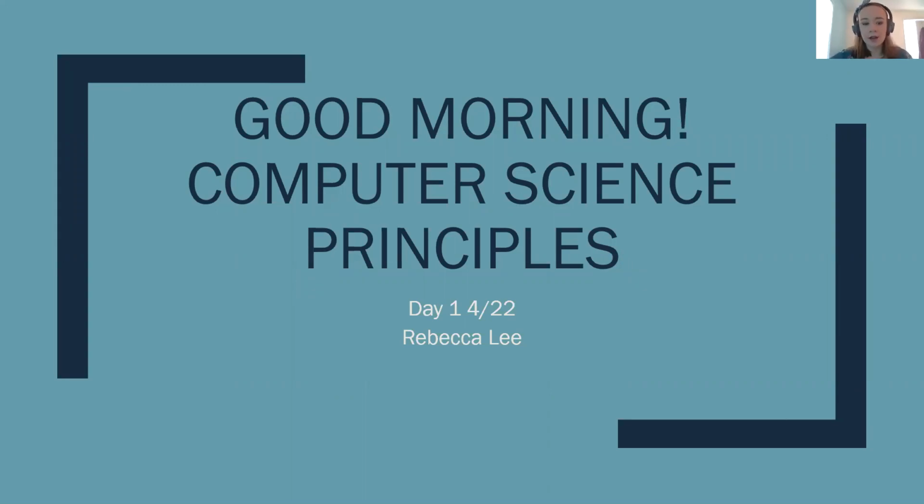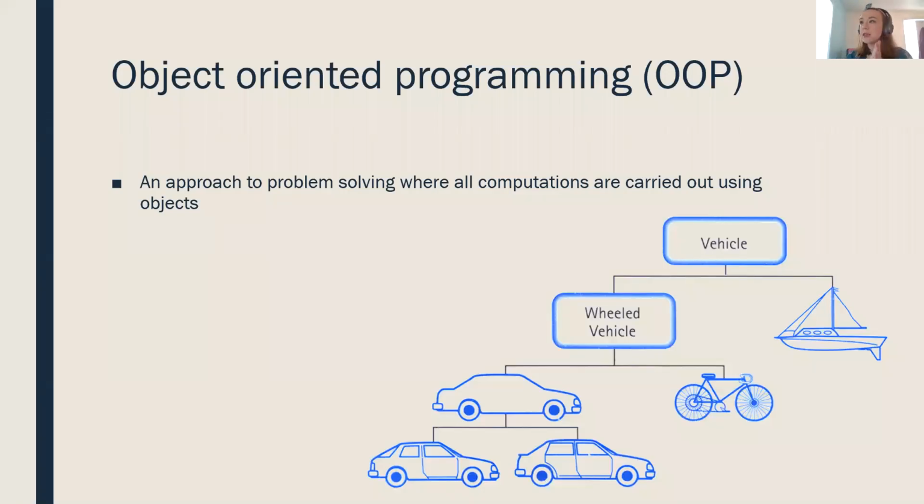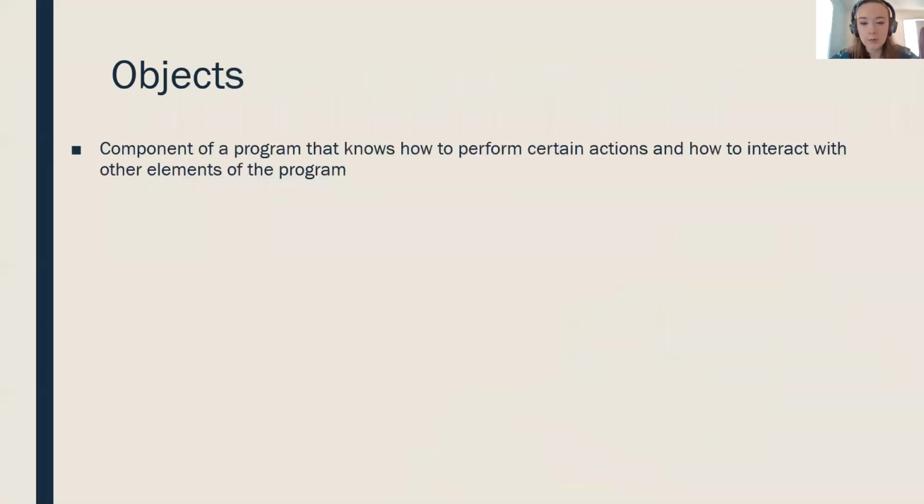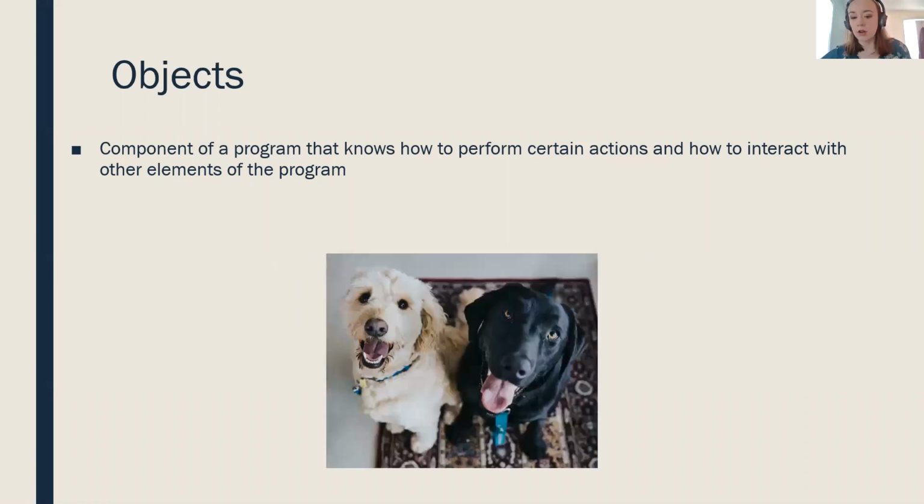So today we are going to talk about object-oriented programming, otherwise known as OOP. Object-oriented programming is an approach to problem solving where all computations are carried out using objects. An object is basically your basic unit of object-oriented programming. It's a component of a program that knows how to perform certain actions and how to interact with other elements in your program. An example of an object like this would be a dog.